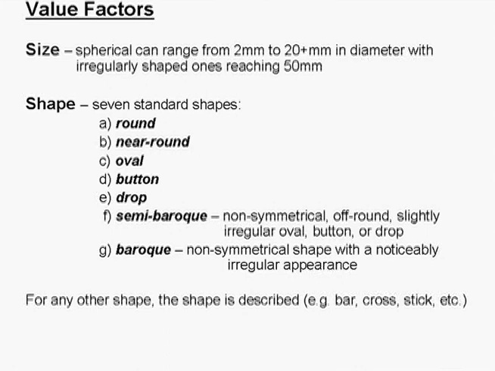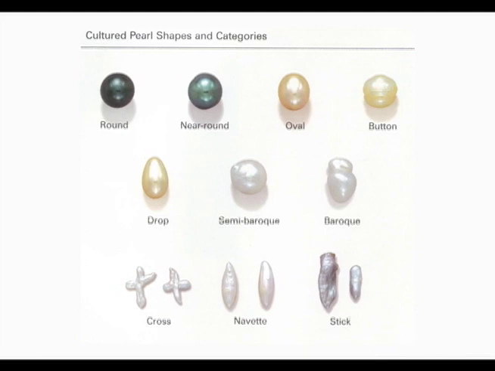Round, near round, oval, button, drop, semi-baroque, which is slightly irregular, and baroque, a non-symmetrical shape that has an irregular appearance. Now, you might find a pearl with other shapes. For example, it might have a bar or a cross or a stick. Those would be some examples. And with these other shapes, you basically name them based upon what they look like.